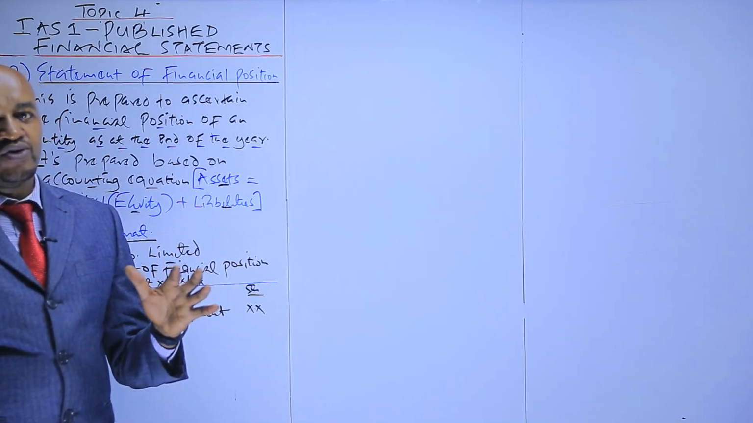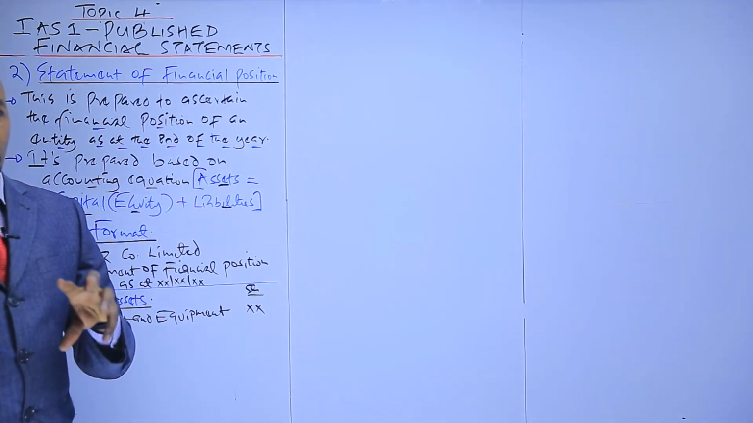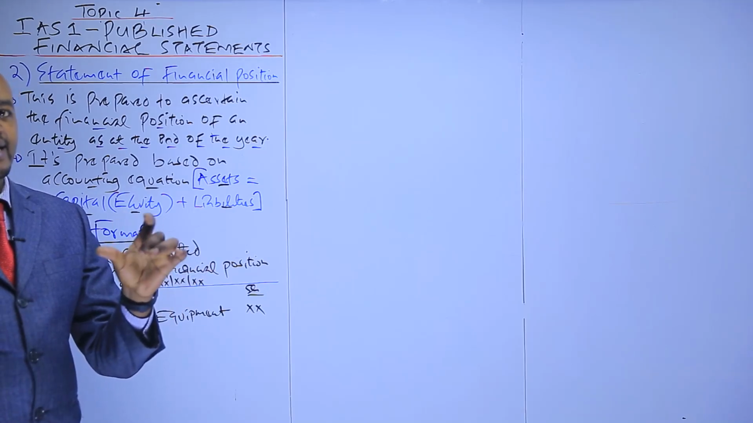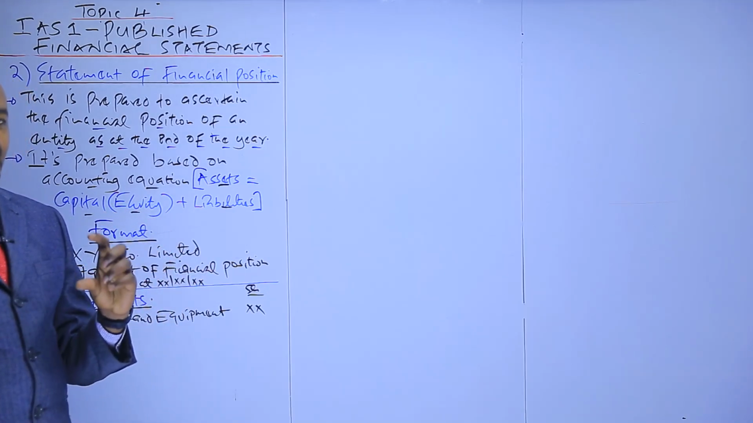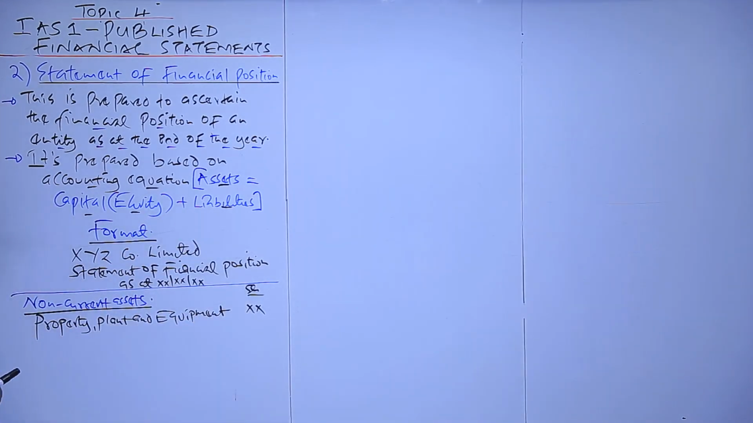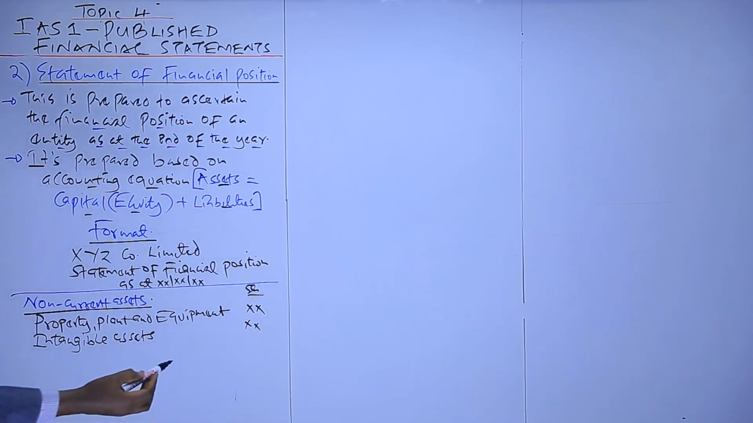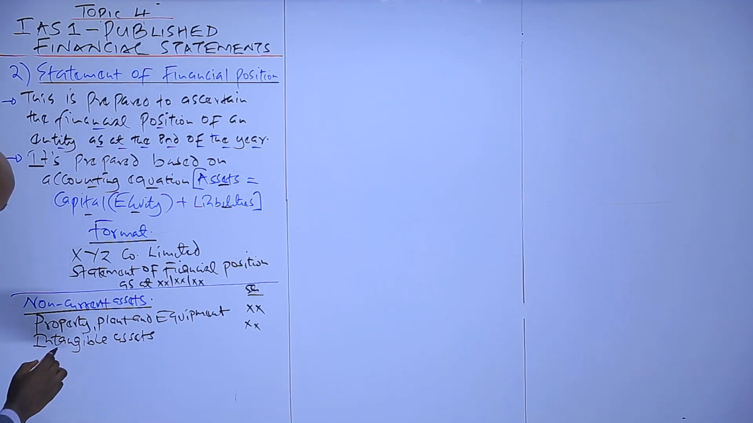That is a requirement of IAS 1, that whenever the company is presenting a statement of financial position for publication purposes, tangible non-current assets should not be recorded separately, but you get their total net book value at the end of the year, and then you include that here as what? Property, plant and equipment. We also record intangible assets. Intangible assets include things like patents, and copyright, and so on.